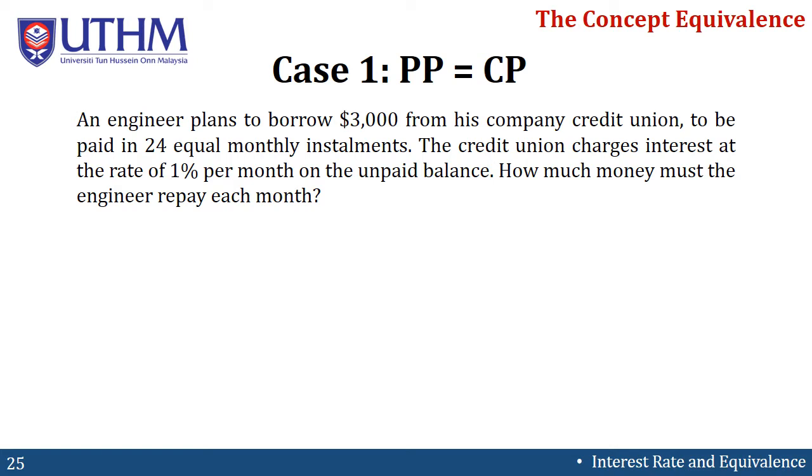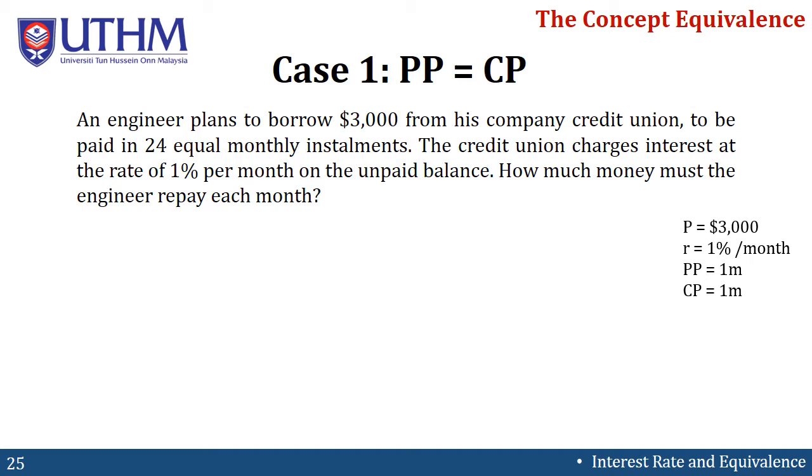An engineer plans to borrow 3,000 from his company credit union to be paid in 24 equal monthly installments. The credit union charges interest at the rate of 1% per month on the unpaid balance. How much money must the engineer repay each month? So we extract the data first. The principal value that the engineer borrows is 3,000, and the rate is 1% per month. The payment period is 1 month for 2 years, and the compounding period is 1 month.